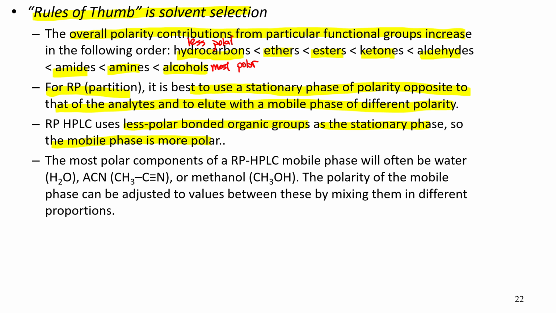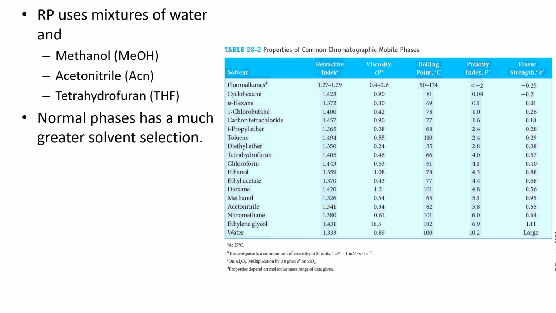The most common solvents that we use are mixtures of water and things like acetonitrile, which is a polar organic, or methanol, which is a polar organic. We can control the mixture of the water versus the organic component to control the strength of that solvent. I mentioned these 2, but you can also use THF, tetrahydrofuran, which is not nearly as common, but gives a little bit different selectivity.